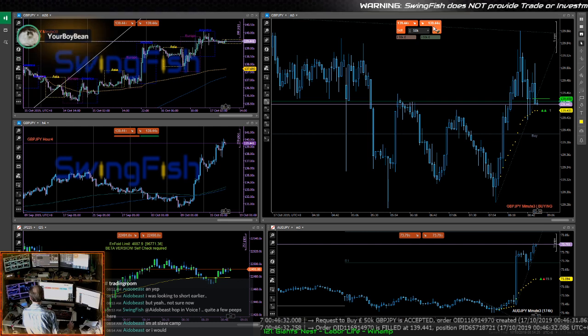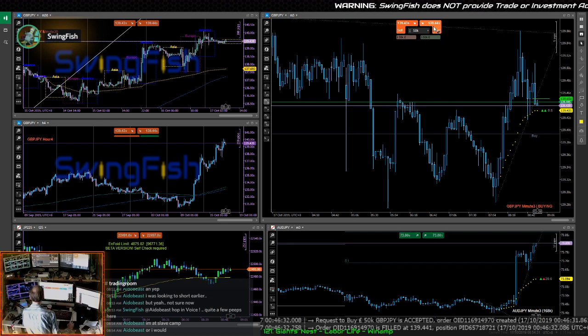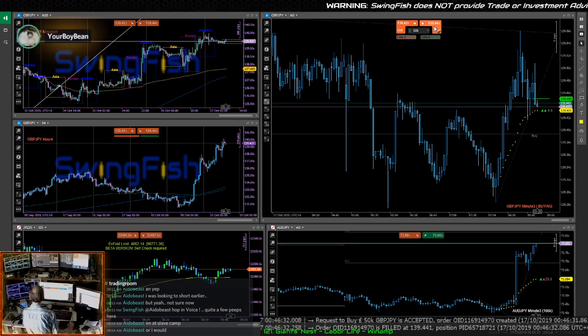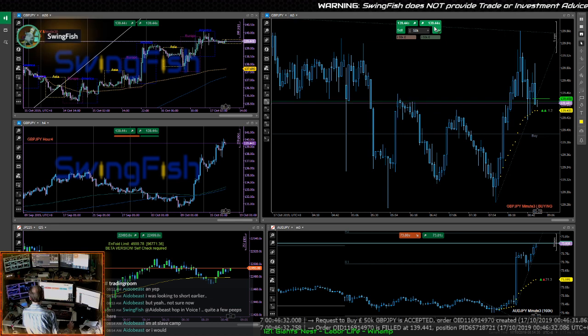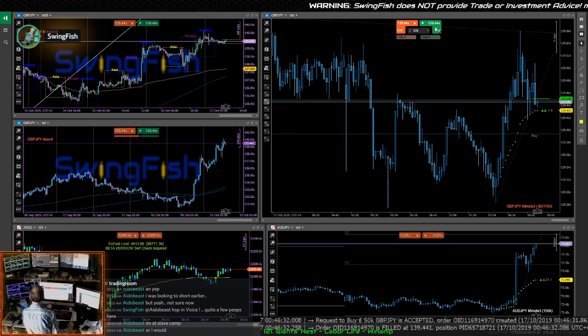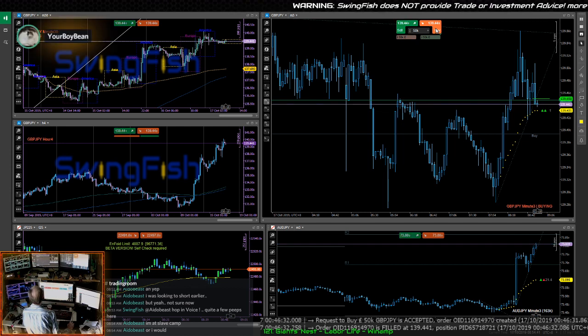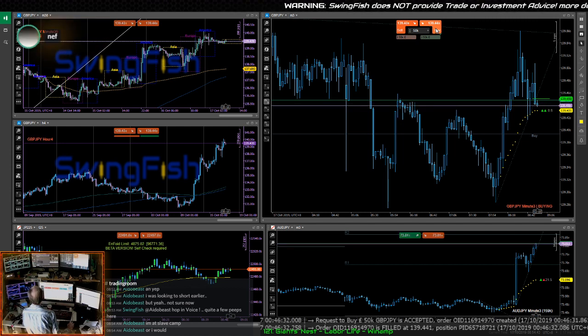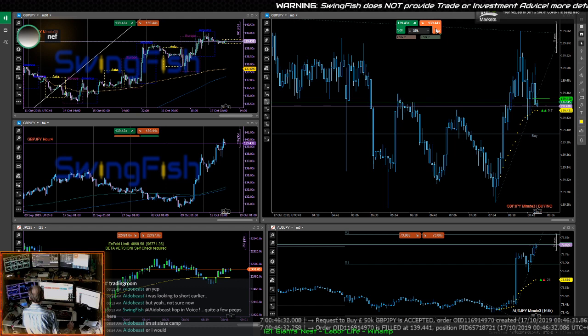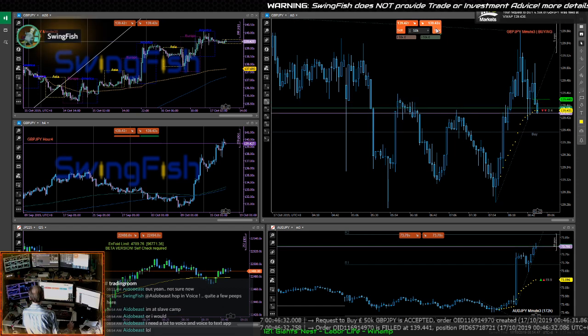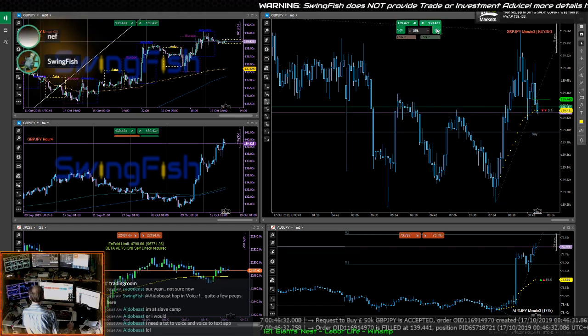Is VWAP best used on lower time frame? VWAP is always at the same price, so it doesn't matter what time frame you put it on. It's just about precision, so the smaller the time frame is, the more precise you can be with your entries. Yeah. So you see my screenshot, SwingFish? Dollar yen. Yeah, the pound yen trade is likely not gonna work.